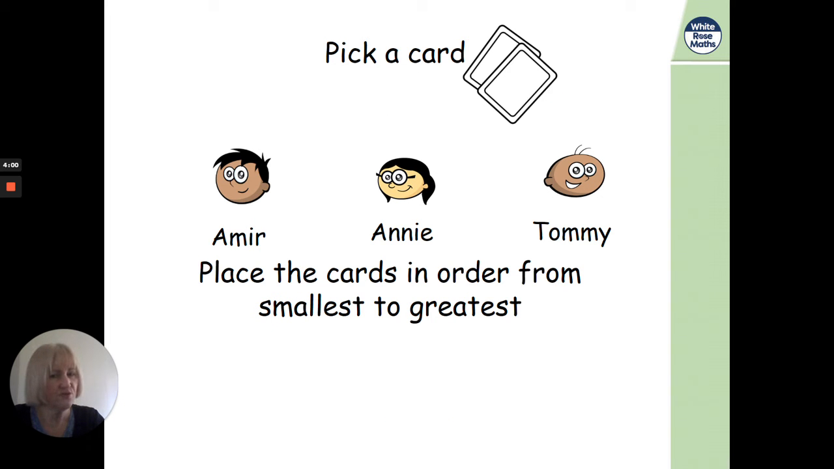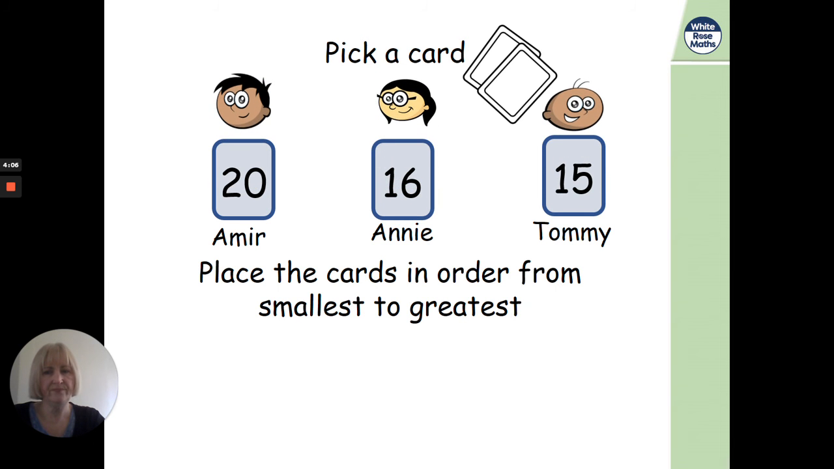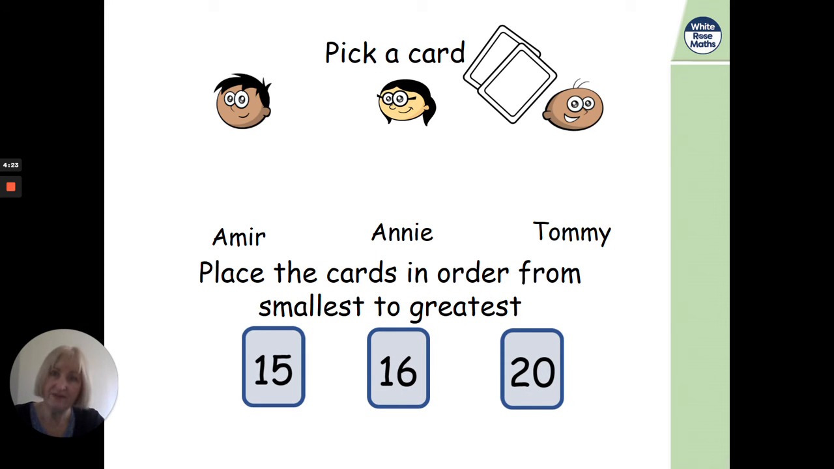Place the cards in order from the smallest to greatest. Wonder what they've got this time. Amir's got 20, Annie's chosen 16 and Tommy's got 15. So they've got to put them now from the smallest. So which is the smallest number? 15, well done, and then 16, and then the 20.